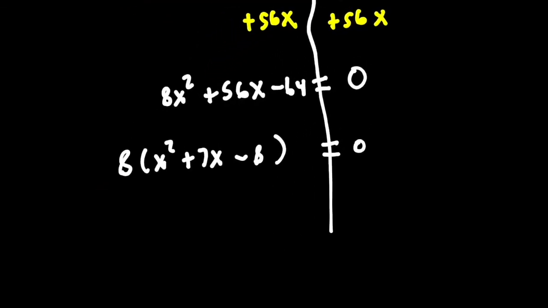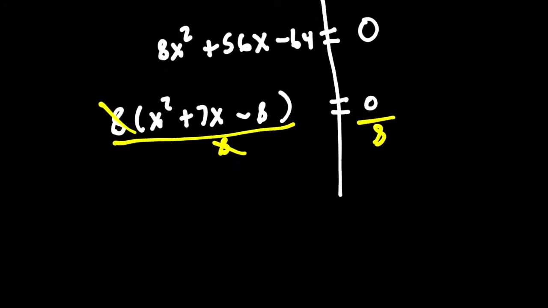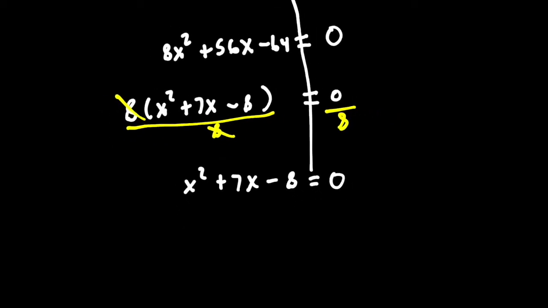I can get rid of the 8 now by dividing both sides by 8. And here on the left-hand side, those 8s are going to cancel out, and I'll be left with x squared plus 7x minus 8 equal to 0 divided by 8, which is 0.